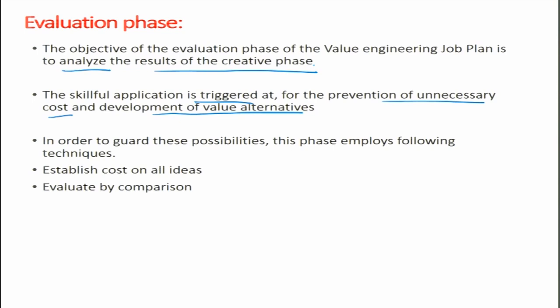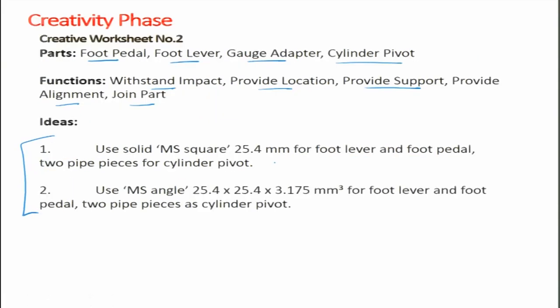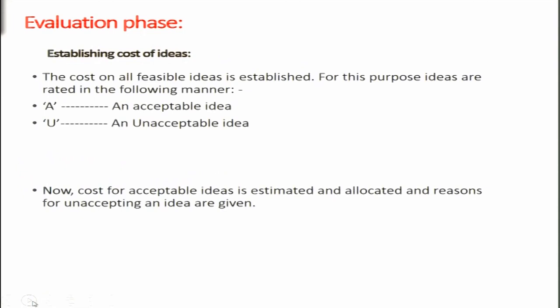So in order to guard against these possibilities, this phase employs the following techniques: establish cost on all ideas, and evaluate by comparison. This is 1 and 2. So each idea is there. Now what is the cost of this idea? What is the cost of idea number 2? We need to establish cost for each idea. This is done in the evaluation phase. So establishing cost for ideas, the cost for all feasible ideas is established. For this purpose, ideas are written in the following manner. Now the cost for an acceptable idea is estimated and allocated, and reasons for unacceptable ideas are given.